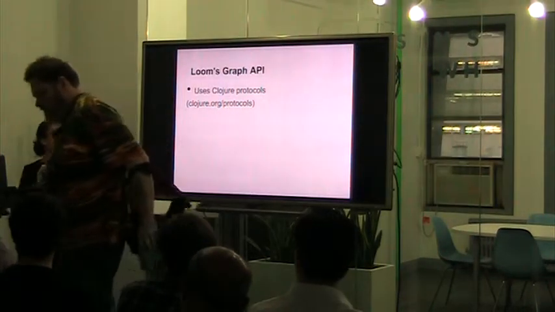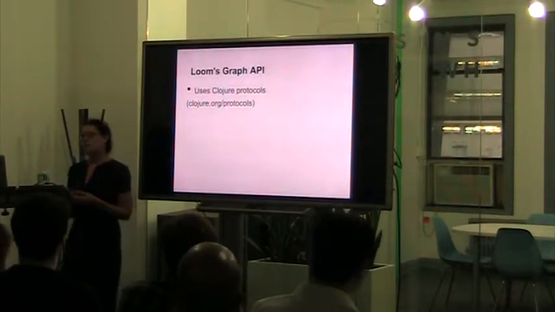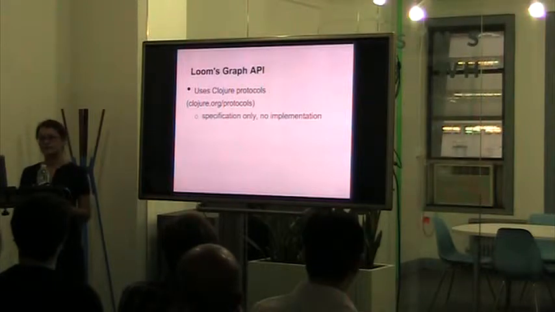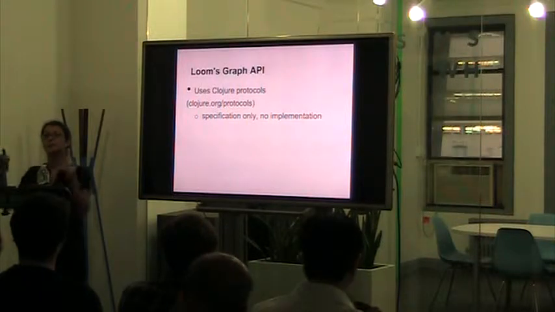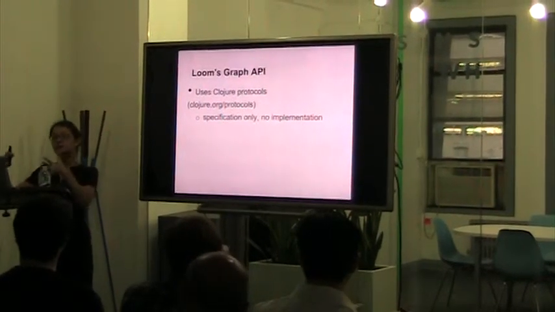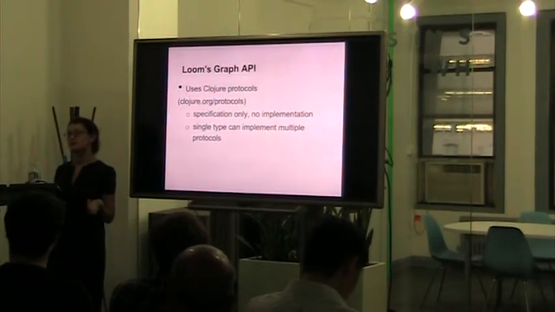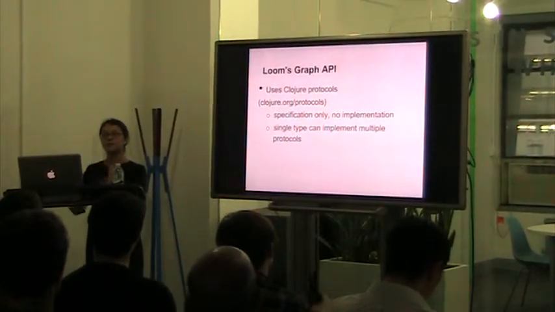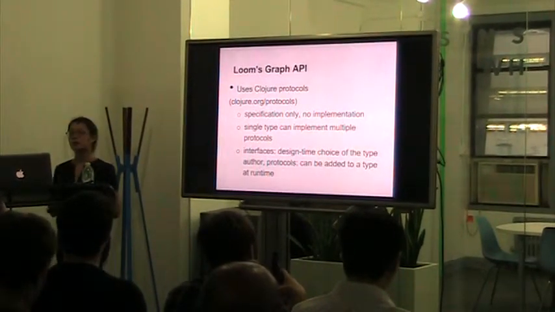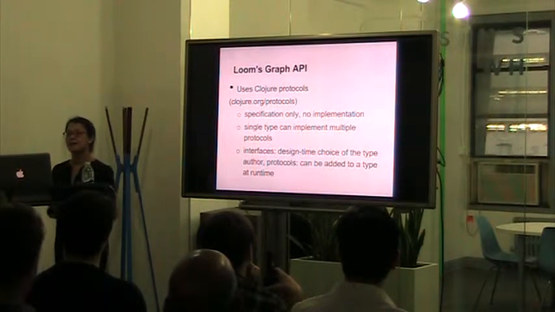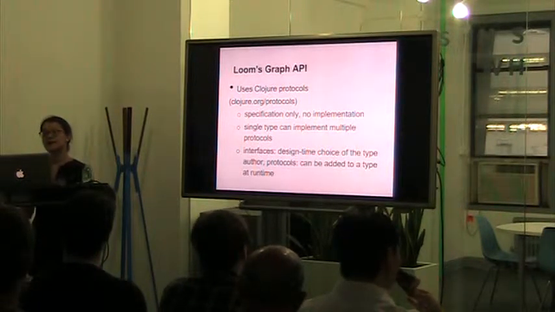Now, Loom uses Clojure's protocols, which are very similar to Java's interfaces, but have a lot of advantages over Java's interfaces. So protocols require only specification. The user doesn't need to provide implementation. Implementation will be provided when the protocol is actually implemented. Now, a single type can implement multiple protocols. So if you have a weighted directed graph, your graph will need to implement the weighted graph and directed graph protocols. And the advantage of protocols over interfaces is that they can be added to a type at runtime, whereas interfaces are a design time choice of a type author. It cannot be extended later.